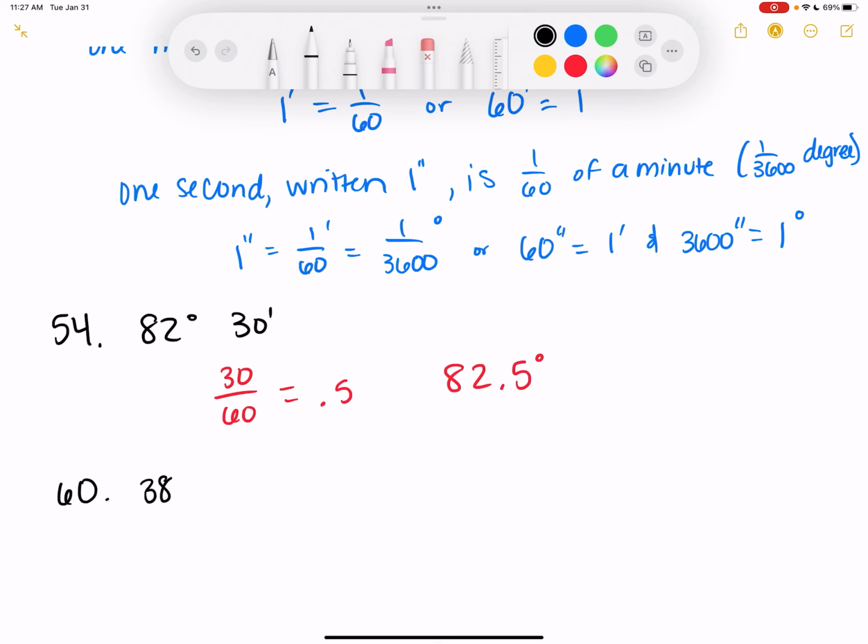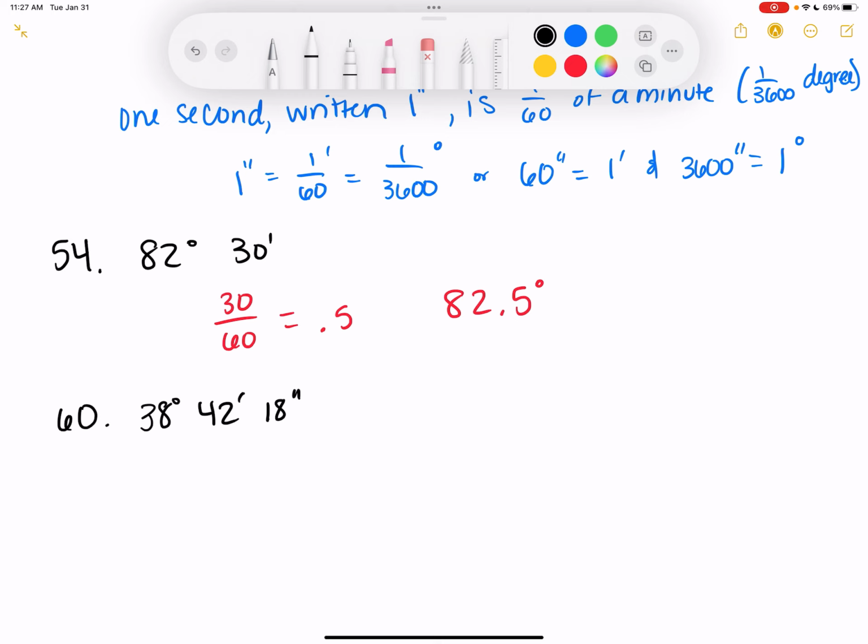Number 60, 38 degrees, 42 minutes, 18 seconds. So we want to convert to degrees, so we divide 42 by 60 and get what that is, and then we divide 18 by 3600. Big numbers. Or little numbers.